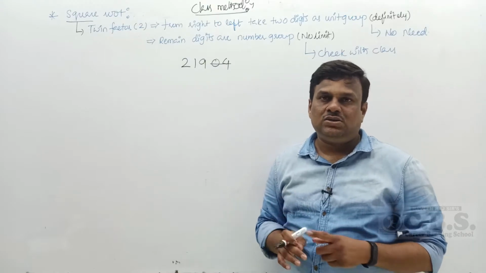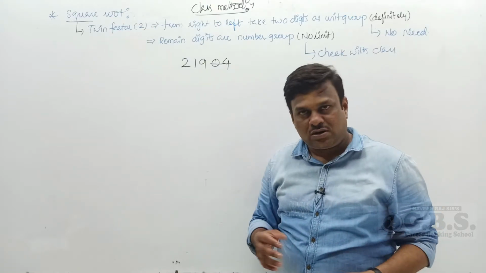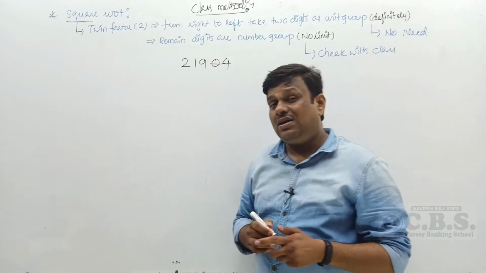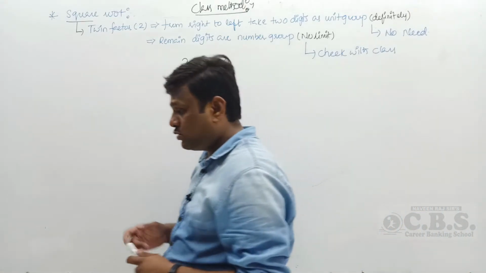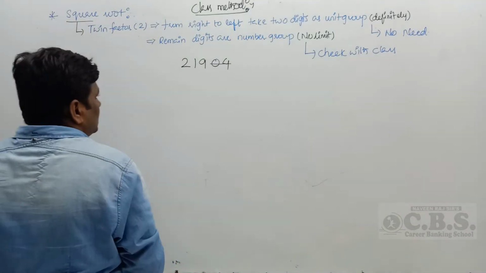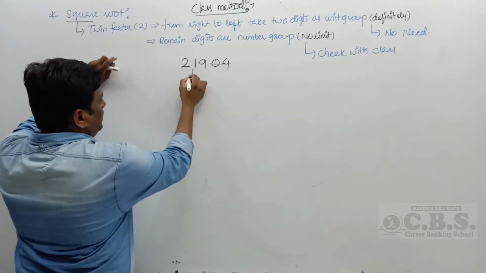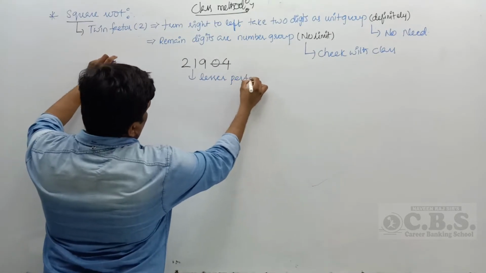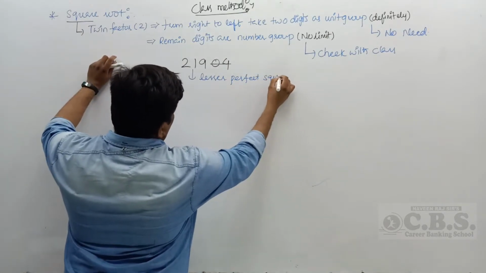In this examination, I'm only using the number group. I cross off the 0 and 4, and the remaining number is the number group. In this number group, I take the lesser perfect square root.